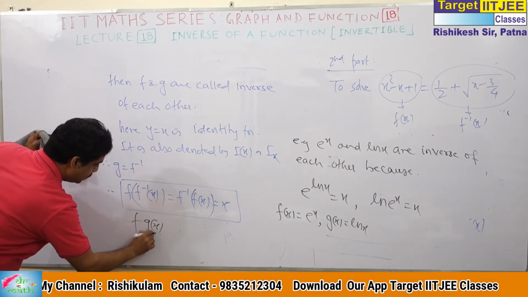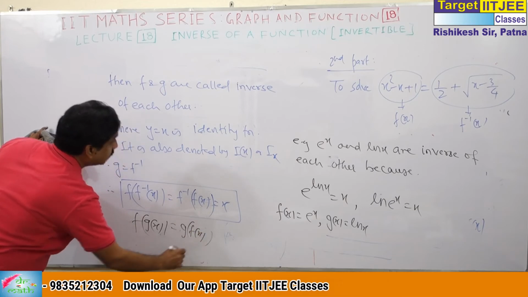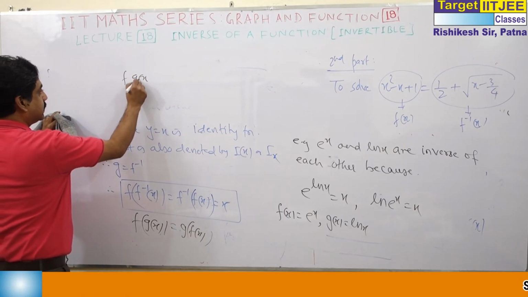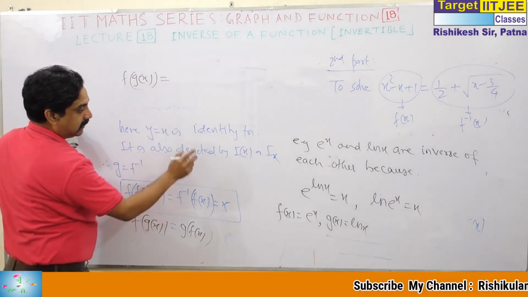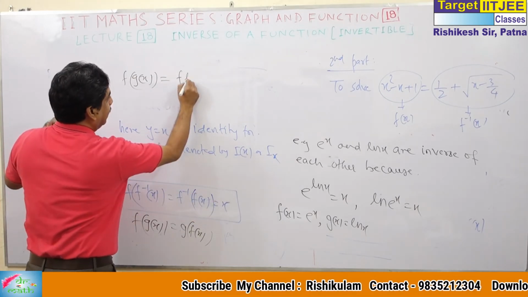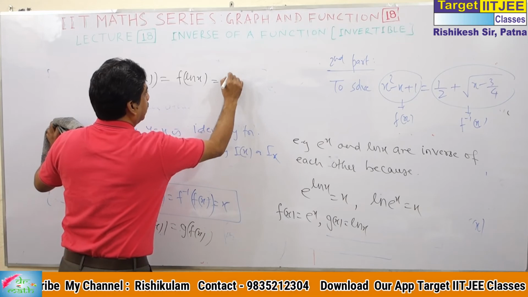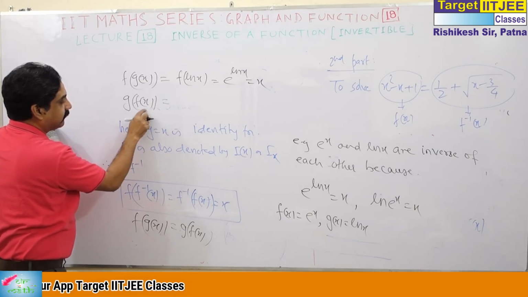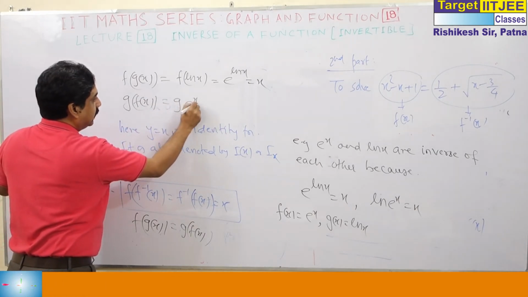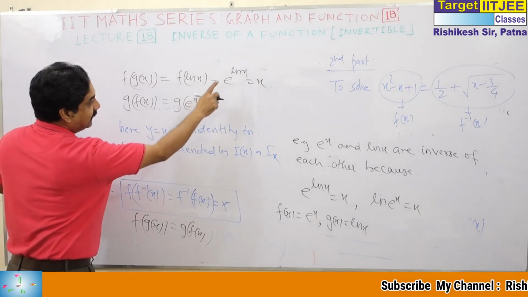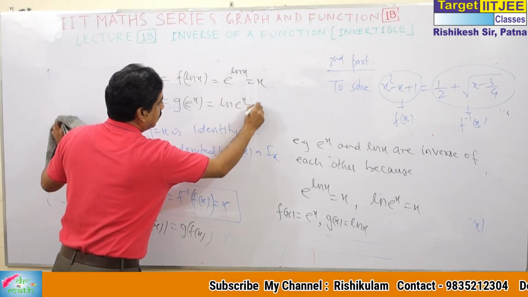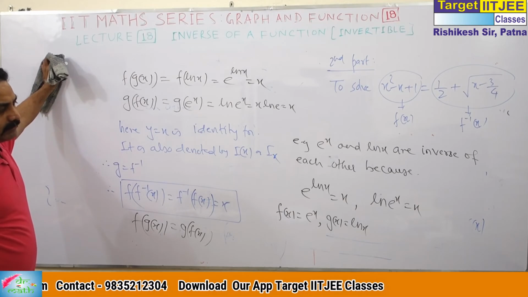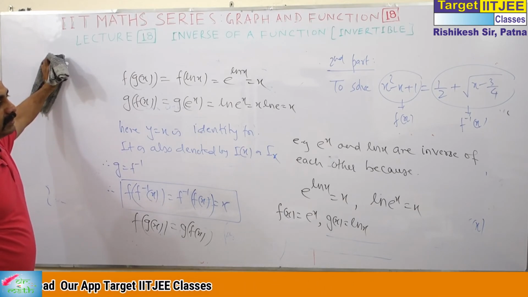Now see with this definition: f(g(x)) is equal to g(f(x)). What is f(g(x))? We can write e to the power ln x. You know the formula, this is x. What is g(f(x))? First we write g of e to the power x. g is ln, so ln e to the power x, and ln e means x. Both are x, so they are inverse functions. So whenever we prove these two are inverse of each other, the function is invertible.